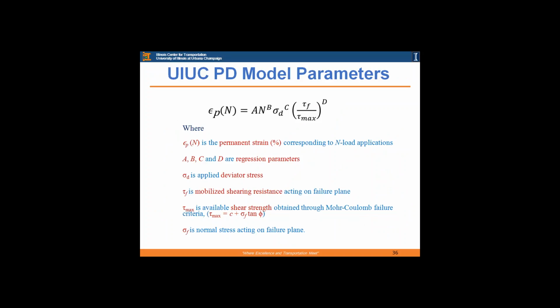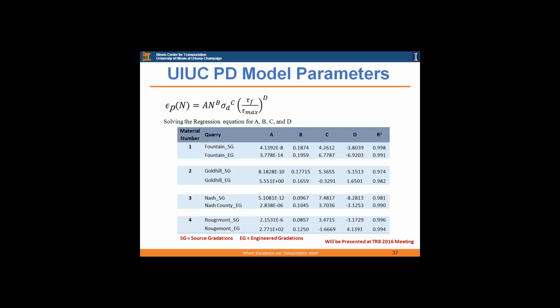Now, coming back to the permanent deformation model that I showed previously. So this is the model. And now, since we have all the lab data, we were trying to do the regression analysis and fit the model with the lab data to get the A, B, C, and D values, and actually show how well this model correlates with the predicted lab permanent deformation levels. So running this model, these are the A, B, C, D values that we get from each model for the 4 materials showing at the source gradation and engineered gradation for each of the materials, and then the R-square values.